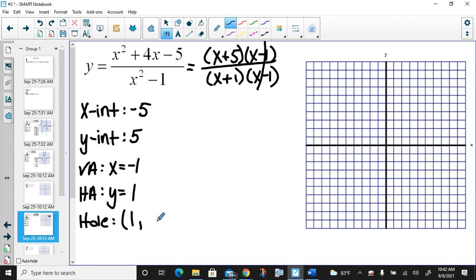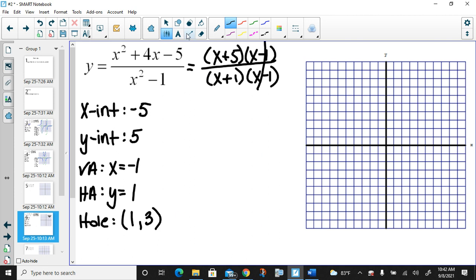Now to find the y coordinate, we plug it into what is left, so what is not canceled out. We can't plug it into the original or we'll get 0 over 0, kind of like when we did the divide out technique with limits. So here we cancel this out. We plug 1 in. I get 6 up top. I get 3 down below. I'm sorry, 2 down below. So 6 over 2 is, I jumped ahead of myself, yes, 3. So we're going to have a hole at (1, 3).